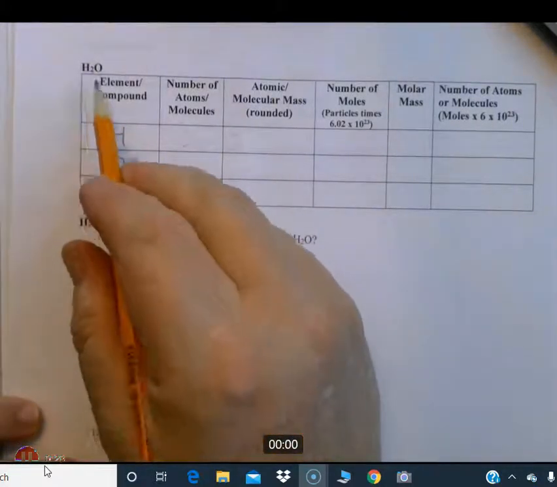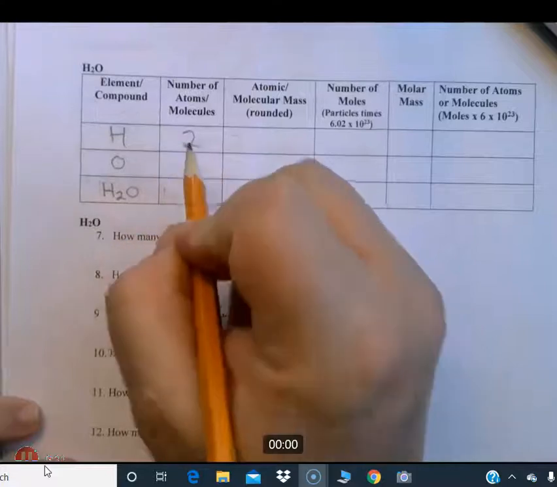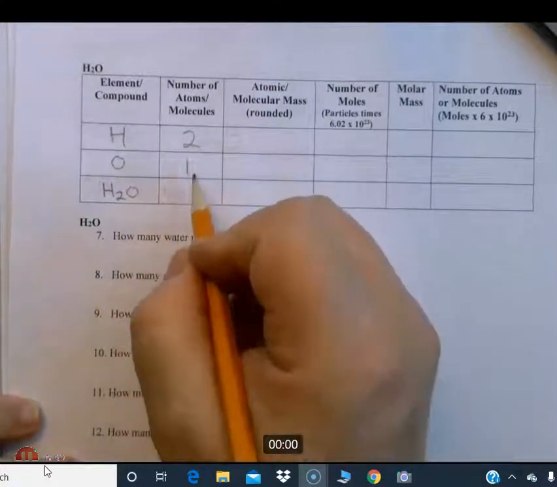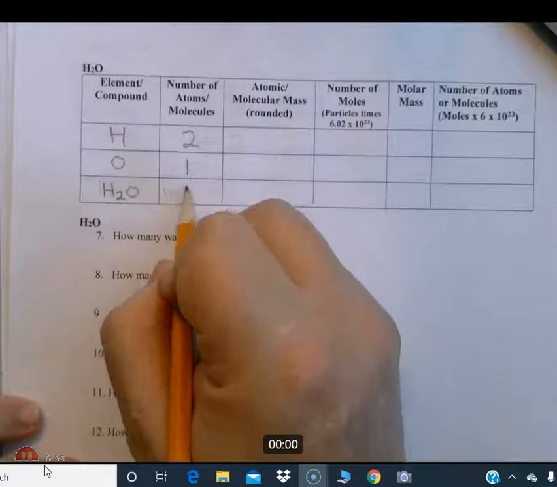Okay, so how many atoms? You have 2 hydrogen atoms here. You have 1 oxygen atom, and you put all those together to create 1 water molecule.